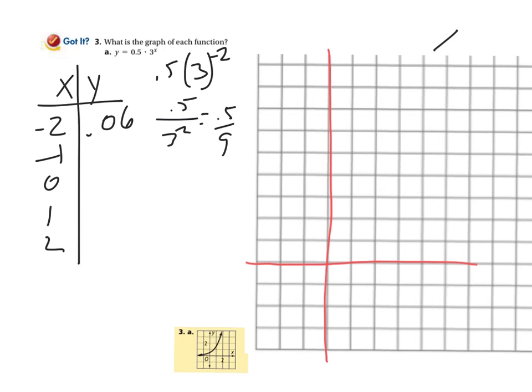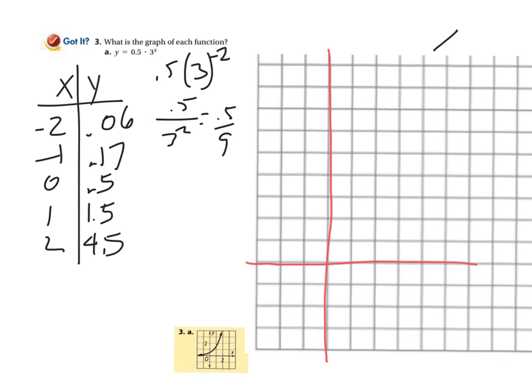So if I put in -1, that becomes 0.5 over 3, or about 0.17. And then put in 0, that's 0.5 times 1, which is 0.5. 1 becomes 0.5 times 3 to the first power, which is 1.5. And then stick in 2, and that's 0.5 times 3 squared, just 0.5 times 9, which is 4.5.